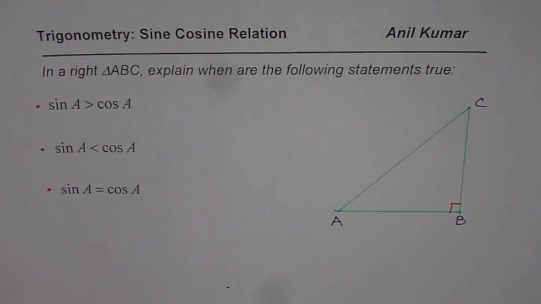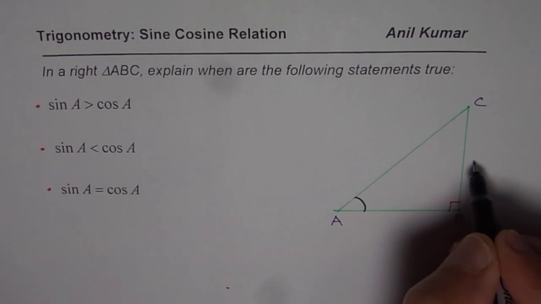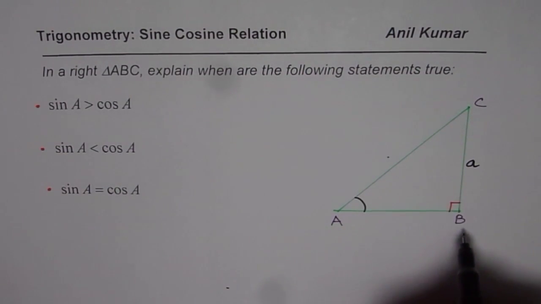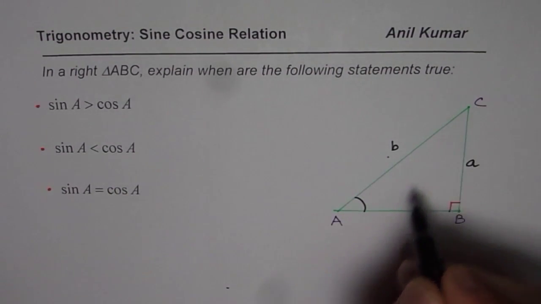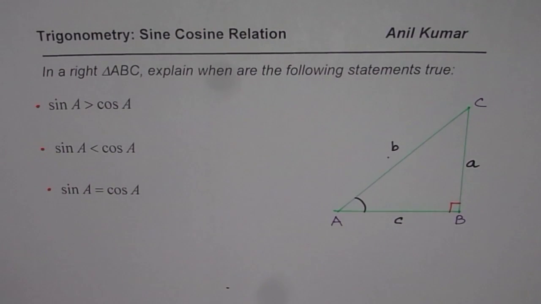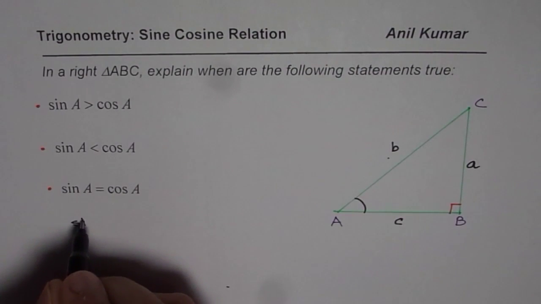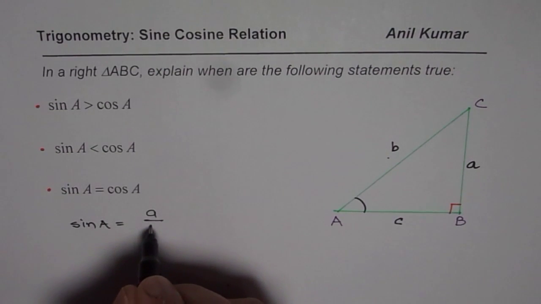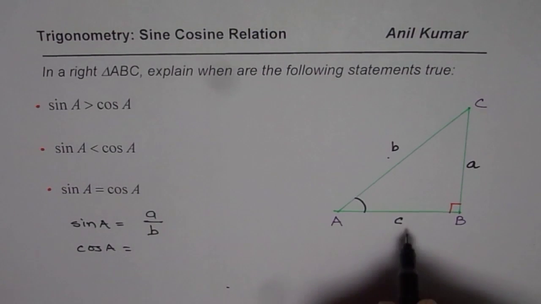Here is my suggestion. Now when we say sine A, what do we mean? We are looking from the angle A. Sine is opposite over hypotenuse. The side opposite to A will be referred to as small a. Side opposite to B will be referred to as small b. Side opposite to C will be referred to as c in this particular triangle, right? Now what is sine? Sine A is equal to a over b, right? And cosine A is equal to c over b.